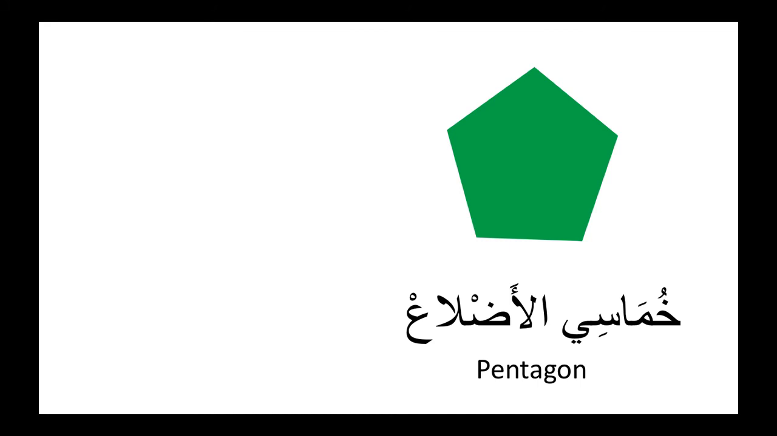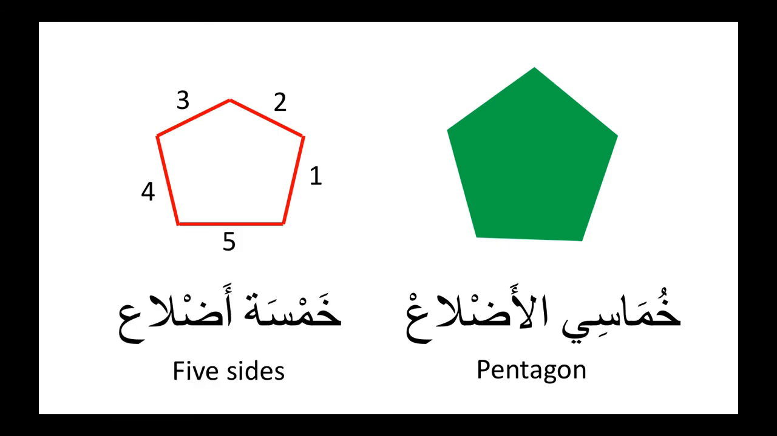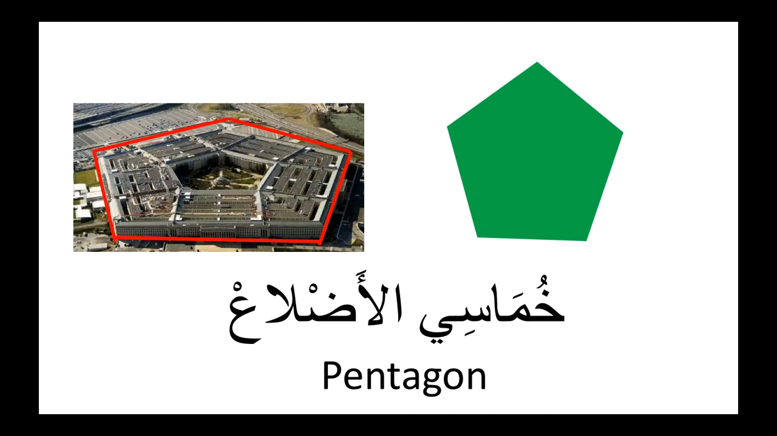خماسي الأضلاع. خماسي الأضلاع له 5 أضلاع. 1 2 3 4 5. 5 أضلاع. خماسي الأضلاع.